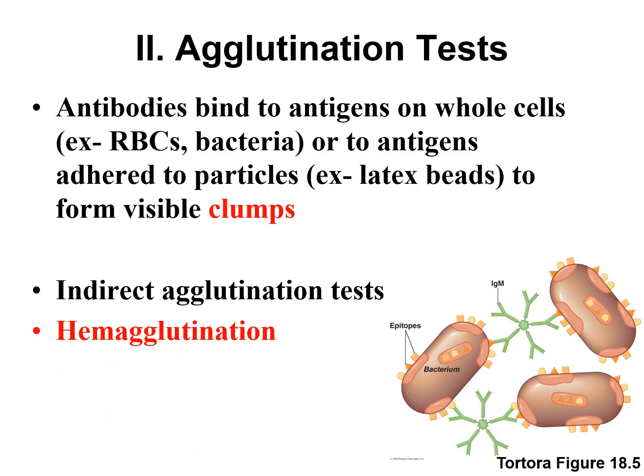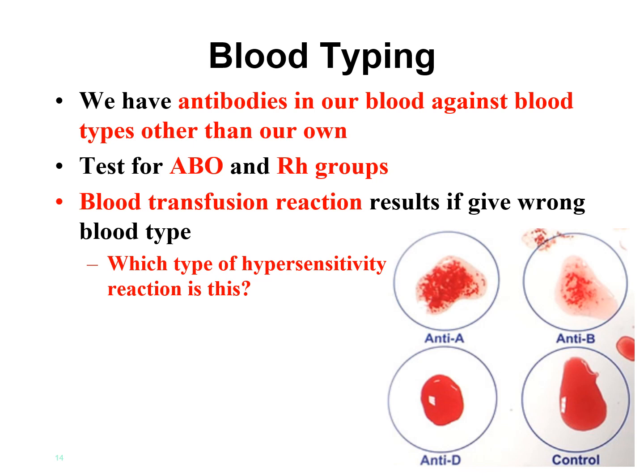We're just going to briefly touch on the agglutination tests. Agglutinate just means to clump. And then we talked about blood typing before. So we can do blood typing for the A, B, and O blood types, and then also for the Rh factor, whether you're Rh positive or Rh negative. And the reason we want to test for that is we want to make sure we don't cause a blood transfusion reaction if we give the wrong blood type.